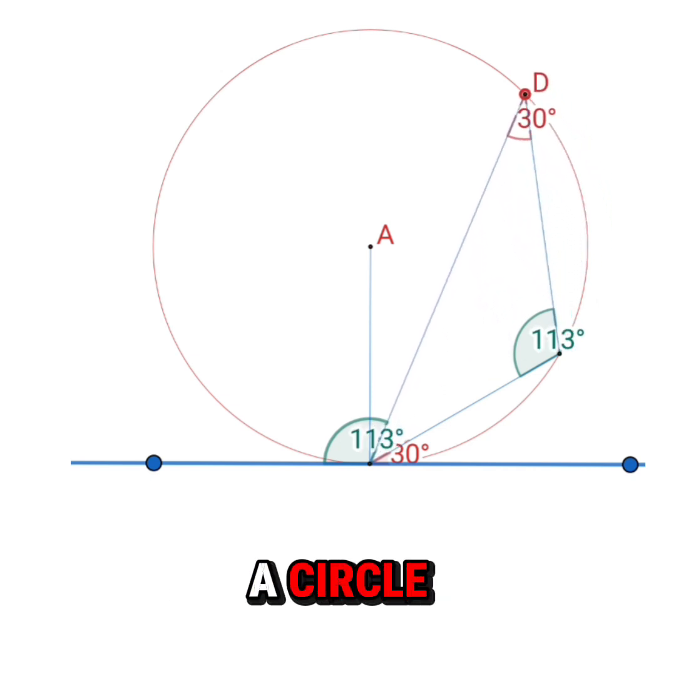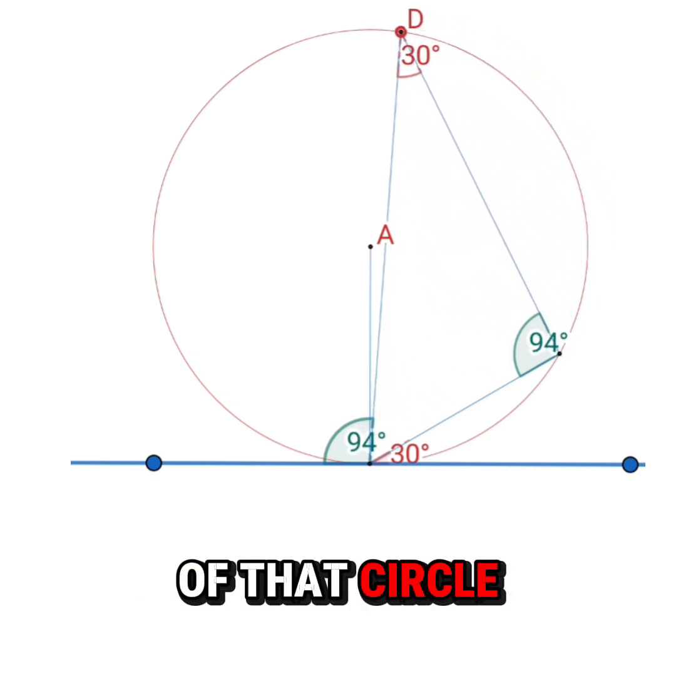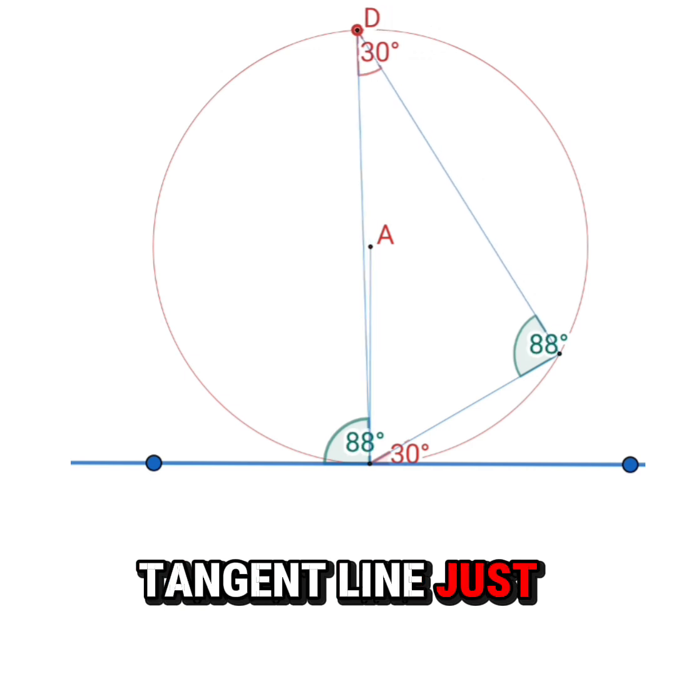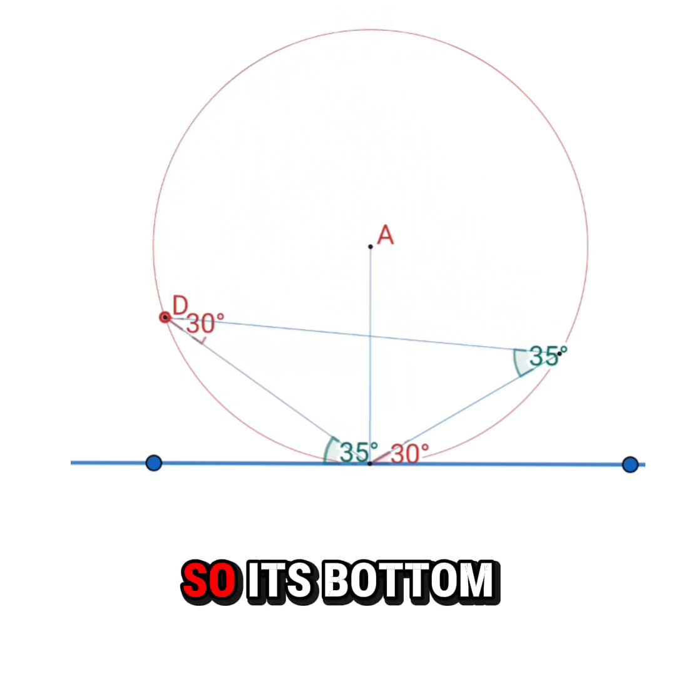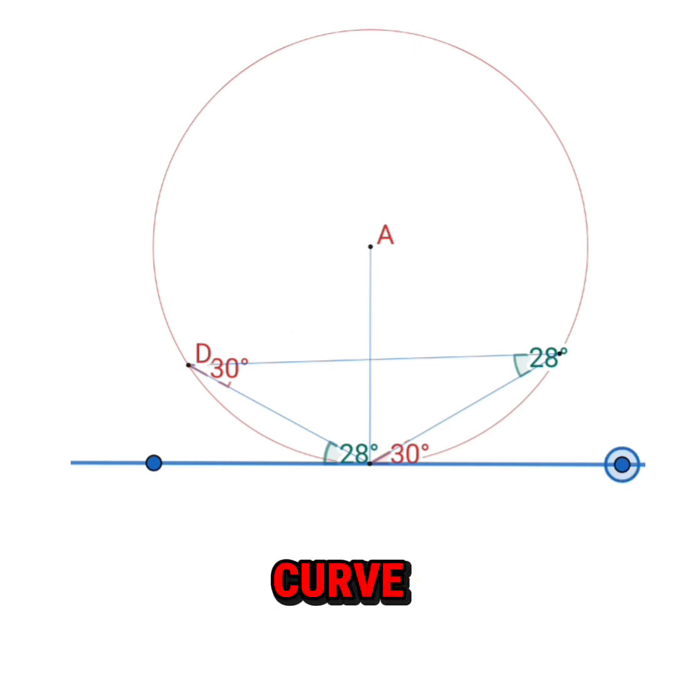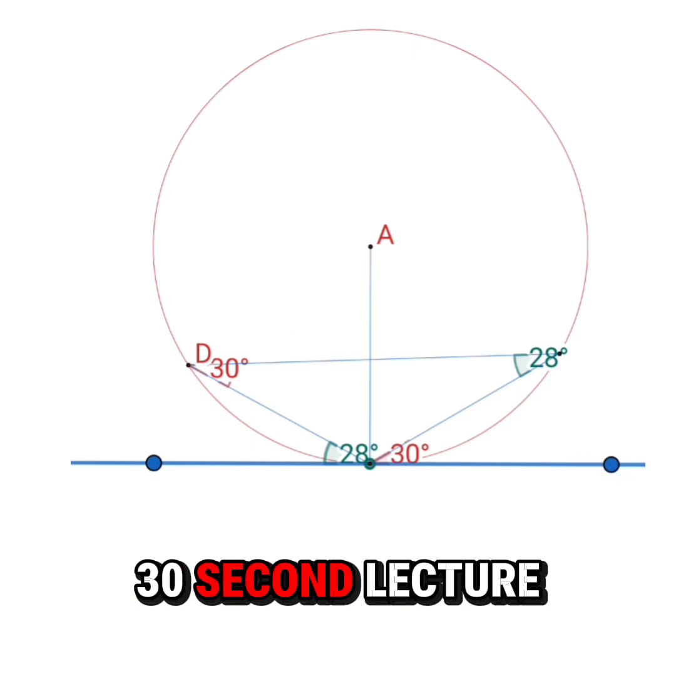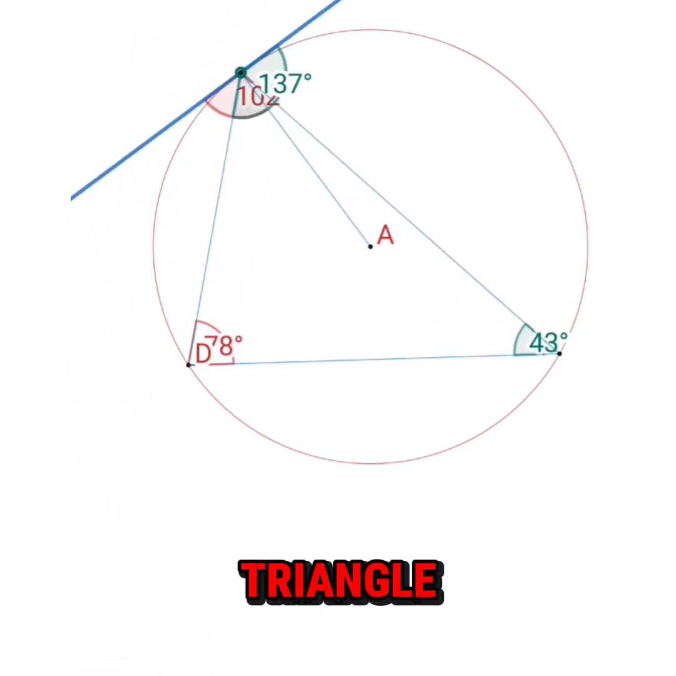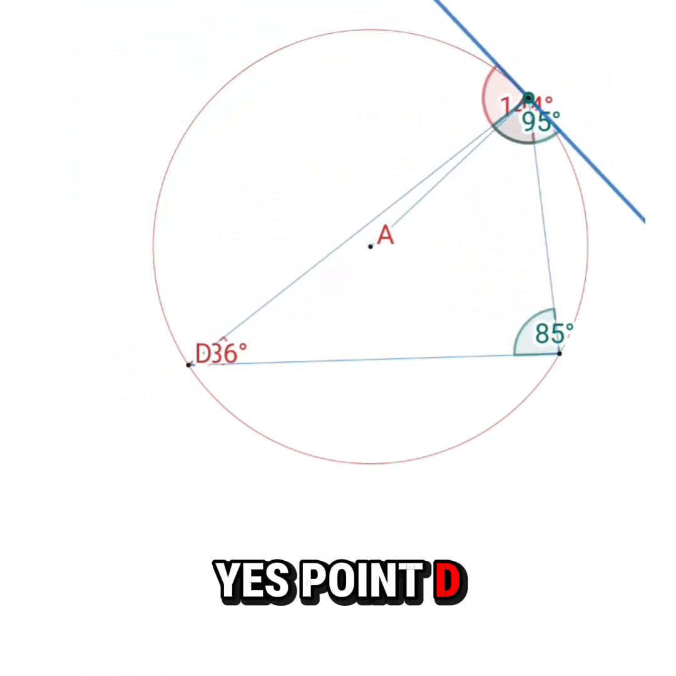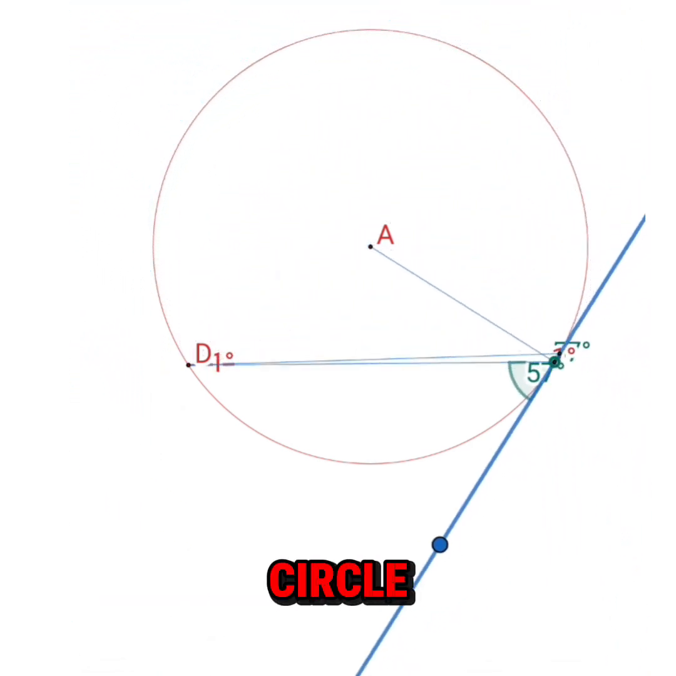So we are looking at a circle, and grazing the very bottom edge of that circle is this straight tangent line. Just touching the bottom. Right, exactly. And inside the circle, a triangle is drawn, so its bottom edge connects 2 points on that curve. But the key to this whole 30-second lecture is watching what happens when the creator grabs the top point of that triangle. Point D, right? Yes, point D. They physically drag it around the edge of the circle.